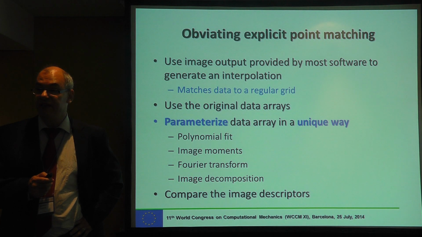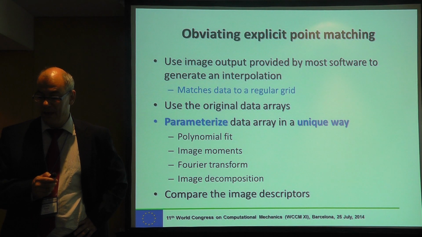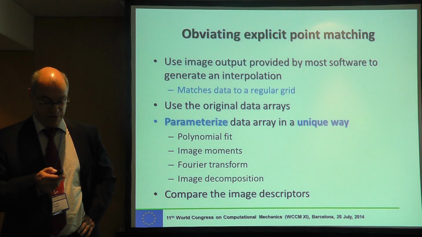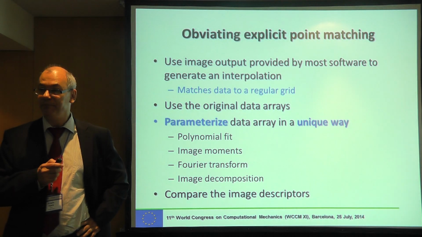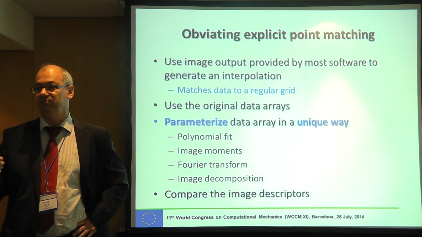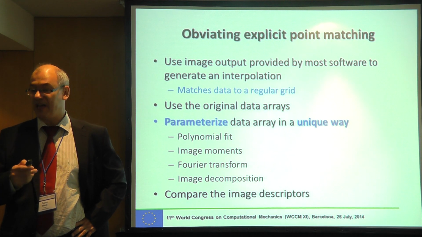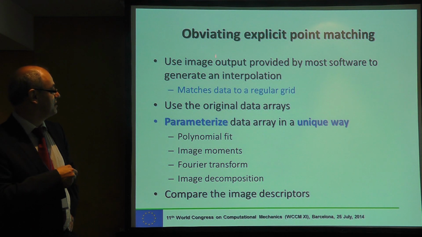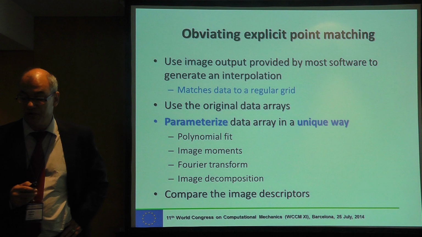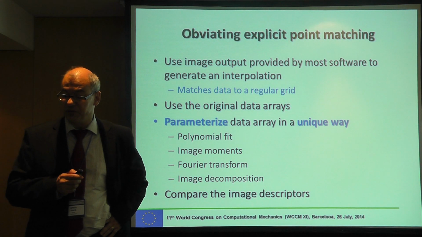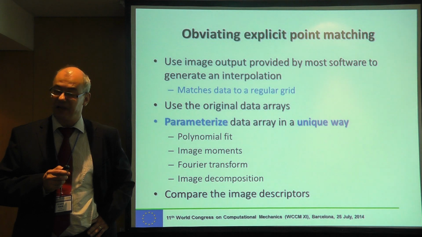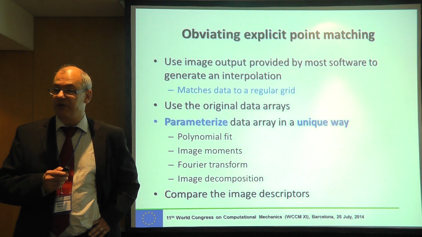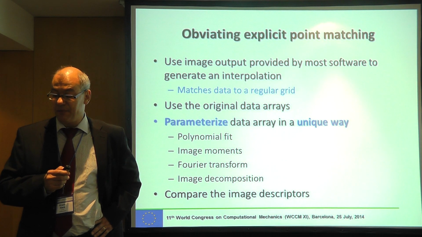So how can you obviate this explicit point matching? Now, a simple solution, let's say if you're a student, you just try out things. You would say, well, I have an image output provided on my FEM. So if I do an image output, I get a grid which is not the same as my optics and it's not the same as my FEM, but it's a regular grid anyway. So you can do just an image here. That matches your data to a regular grid. Of course, it's also interesting to use the original data array, but that can be very skew and very irregular space. But what we suggest actually is you should parameterize your data, but in a unique way.